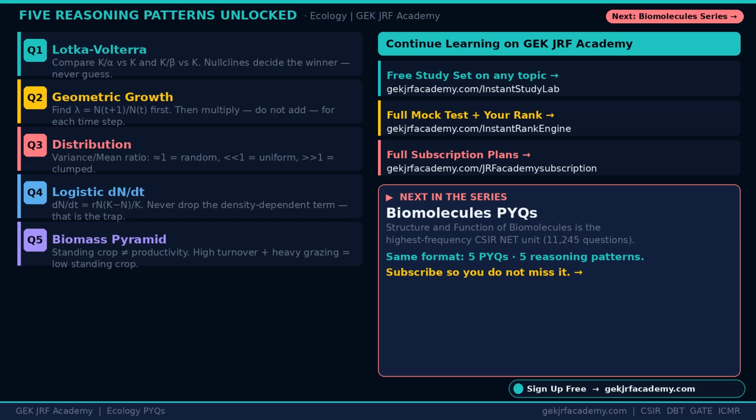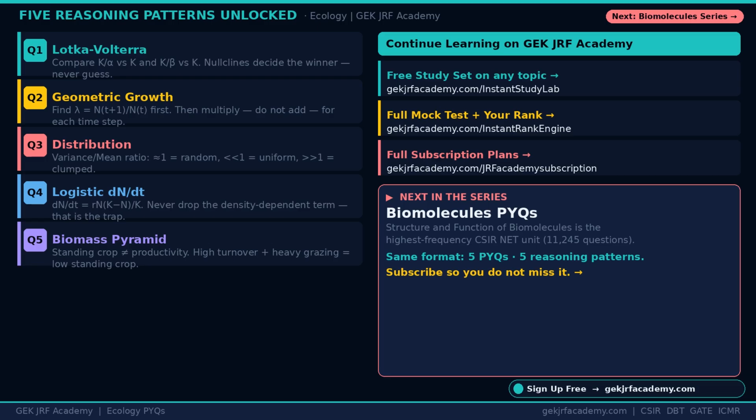For geometric population growth, always find lambda first, then multiply the right number of times. For distribution patterns, the variance-to-mean ratio is your diagnostic. If you remember nothing else, remember: greater than 1 is clumped, less than 1 is uniform, approximately 1 is random. For logistic growth, never drop the density-dependent term. If you write RN alone, you are solving exponential growth, not logistic.